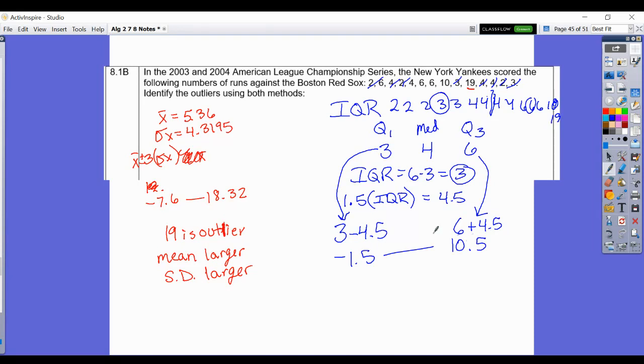So do I have any outliers outside of this? Again, 19 is an outlier. And I don't need to write those answers again because that's the same. But it still makes 19 an outlier. Notice my spread of data is definitely different. So these two methods will have different results, whether numbers are outliers or not. So it depends which version you're using.